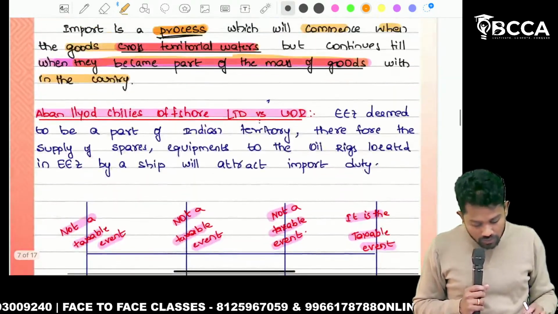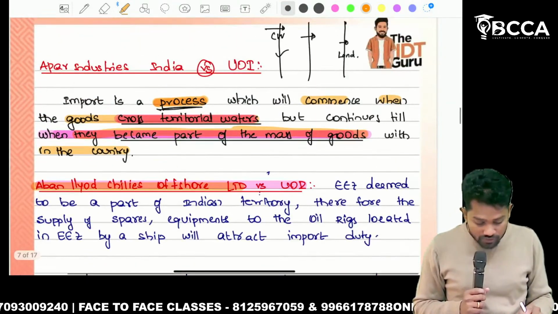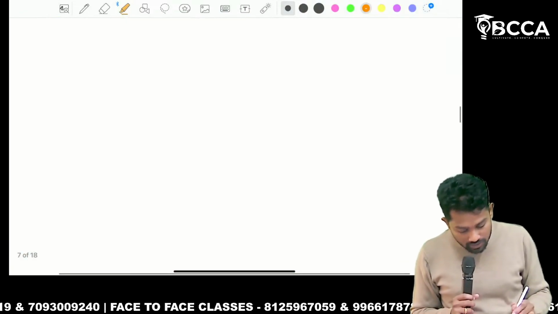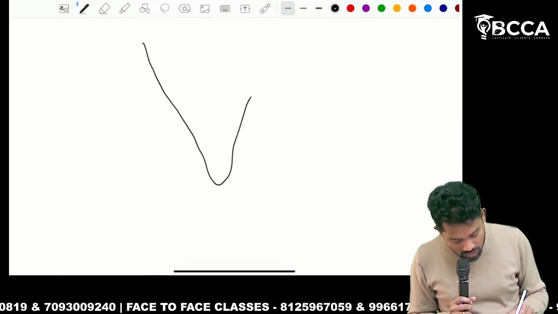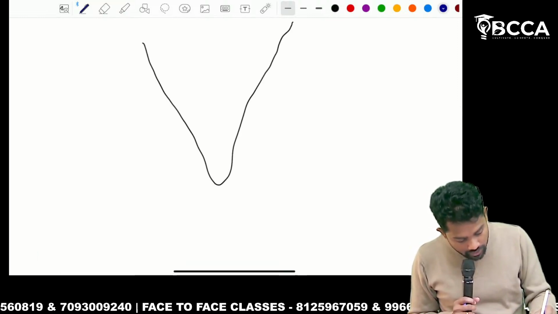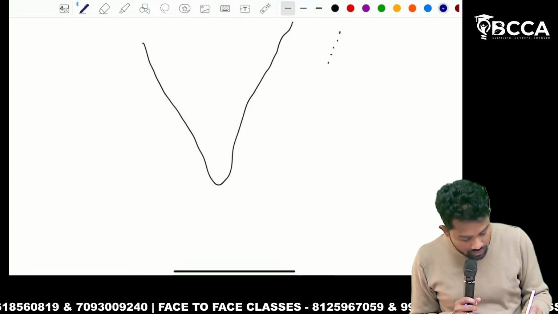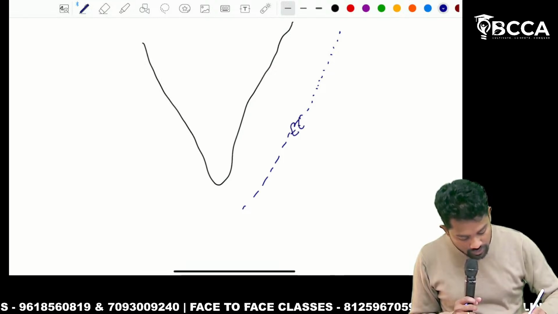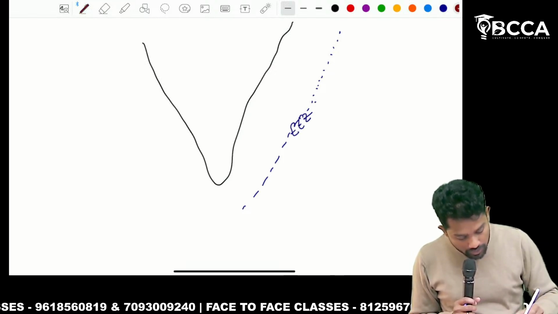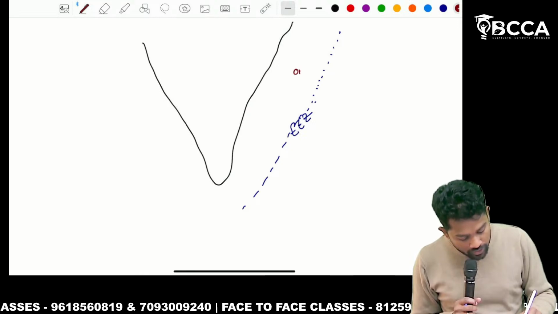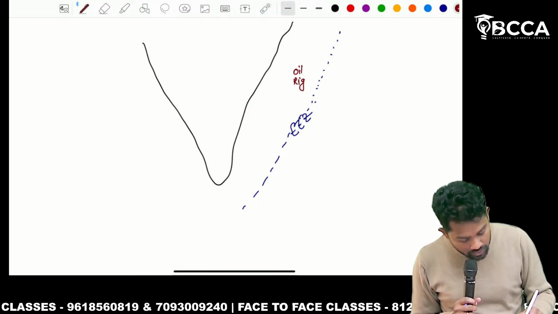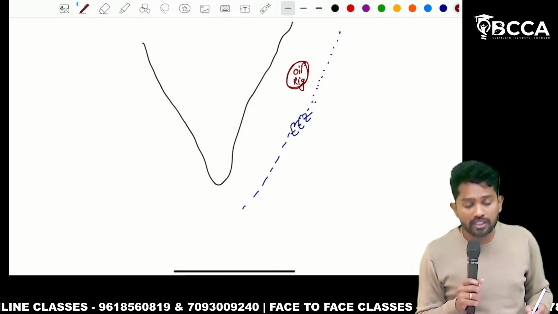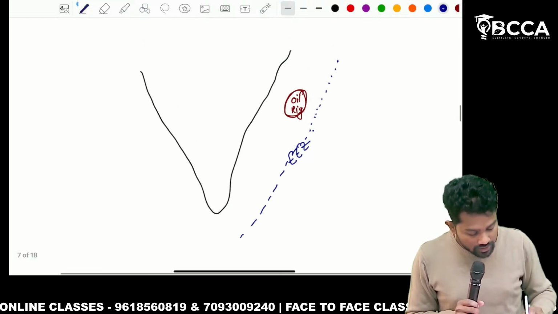Okay. Now, in this particular case, it is a different one. So what happened here? This is India. This blue dotted line, we will treat it as the exclusive economic zone. Here there is an oil rig. This oil rig is within the Indian customs waters only. From there oil extraction is carried out.